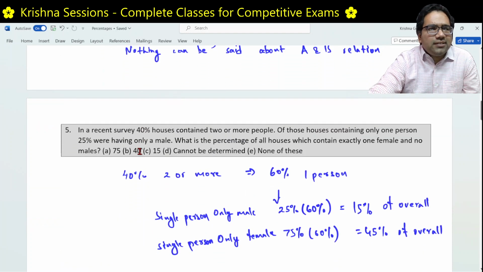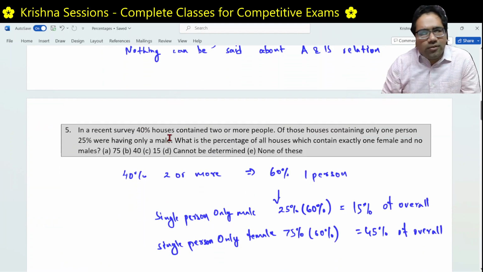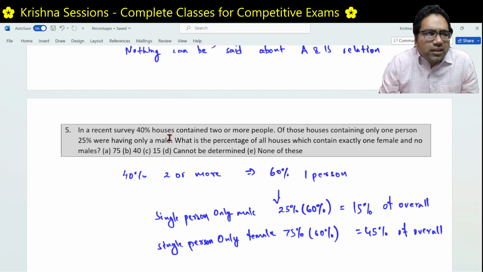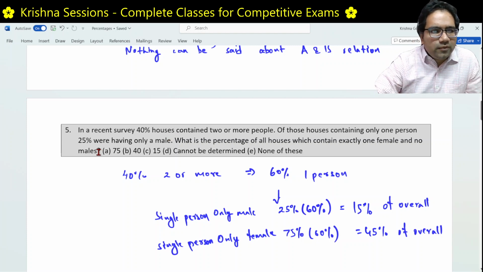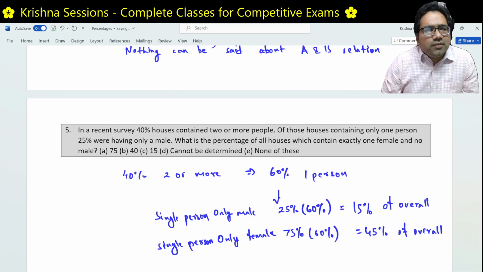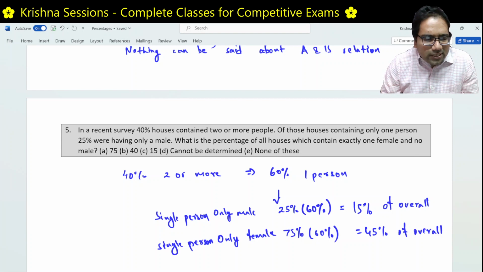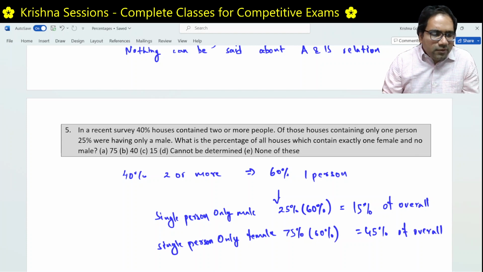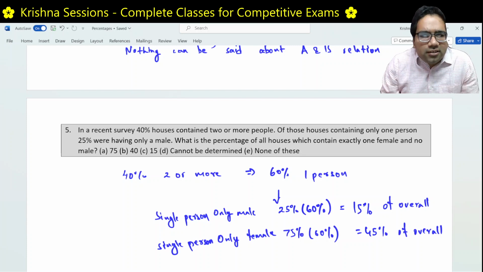Next one. In a recent survey, 40% houses contained two or more people. Of those houses containing only one person, 25% were having only a male. What is the percent of all houses which contain exactly one female and no male? Exactly one female and no male. Okay. So this is another interesting problem. This is the reason why I have included these kinds of problems, because they will test you on conceptual clarity. They are of different difficulty levels. I have not picked only straightforward problems. I have picked the problems where some bit of application is also needed. This kind of problem involves Venn diagrams also.